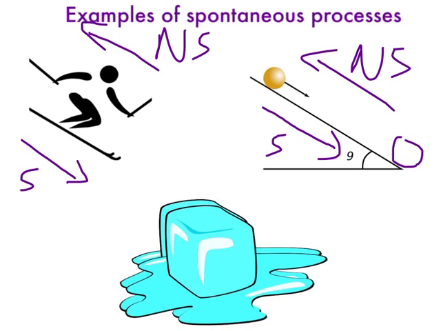Not all spontaneous processes or reactions are exothermic. Some, like this one I'm about to show you here, are actually endothermic. So an endothermic process, i.e. ice melting, actually is also spontaneous. You can try it yourselves. Take a piece of ice out of the freezer, leave it on the desk, and it will melt. Now that's an endothermic process, but also a spontaneous process. So while the vast majority of spontaneous processes are exothermic, there are some that are endothermic.